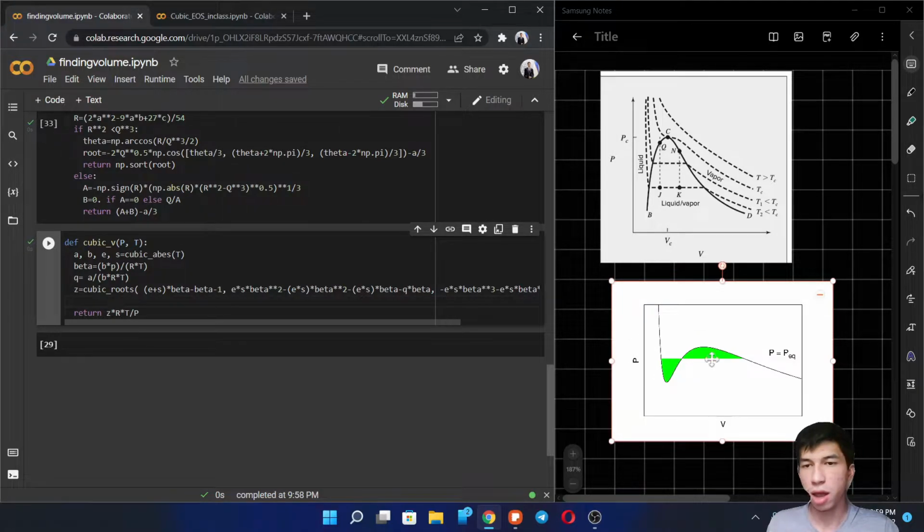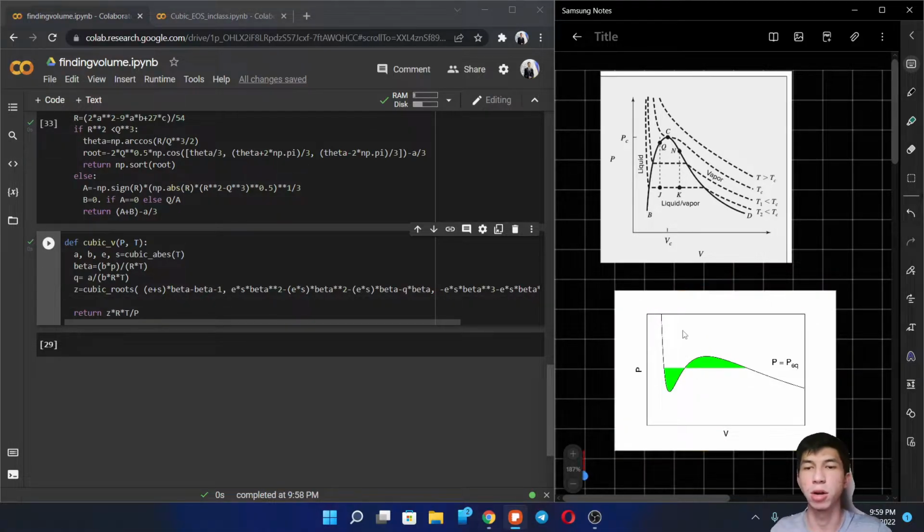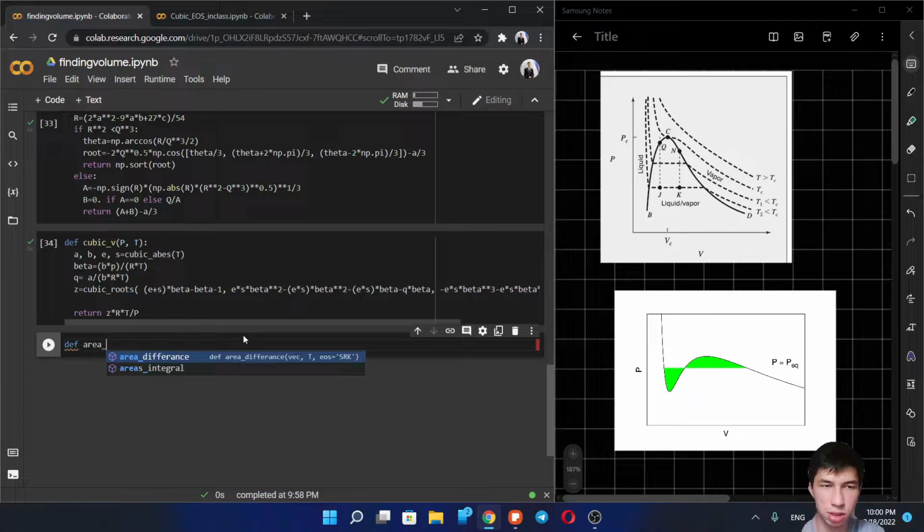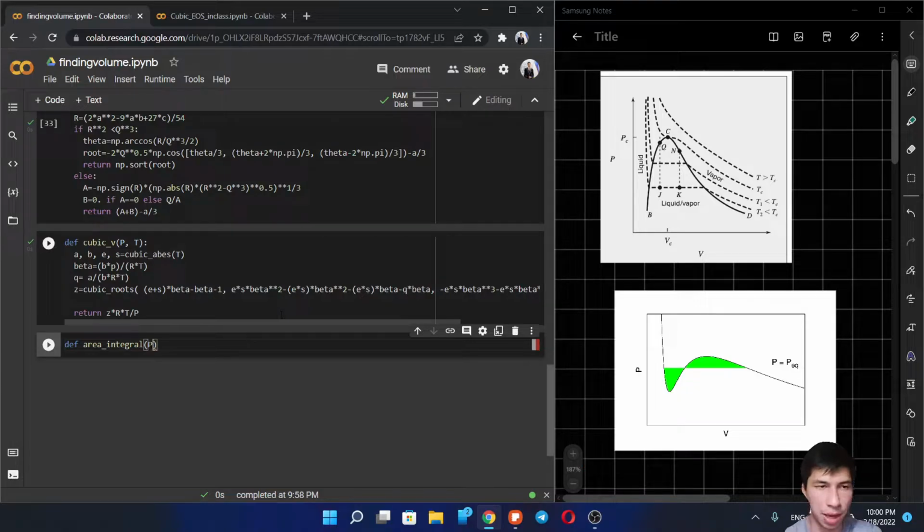So we're gonna try to use the root solver to find the values where our difference in integrals is equal to 0. So, let's just start by defining a function that will calculate the integral of a function. So let's define areas integral. It's gonna take p, t, and EOS, SRK. Okay, so we're gonna use this method.